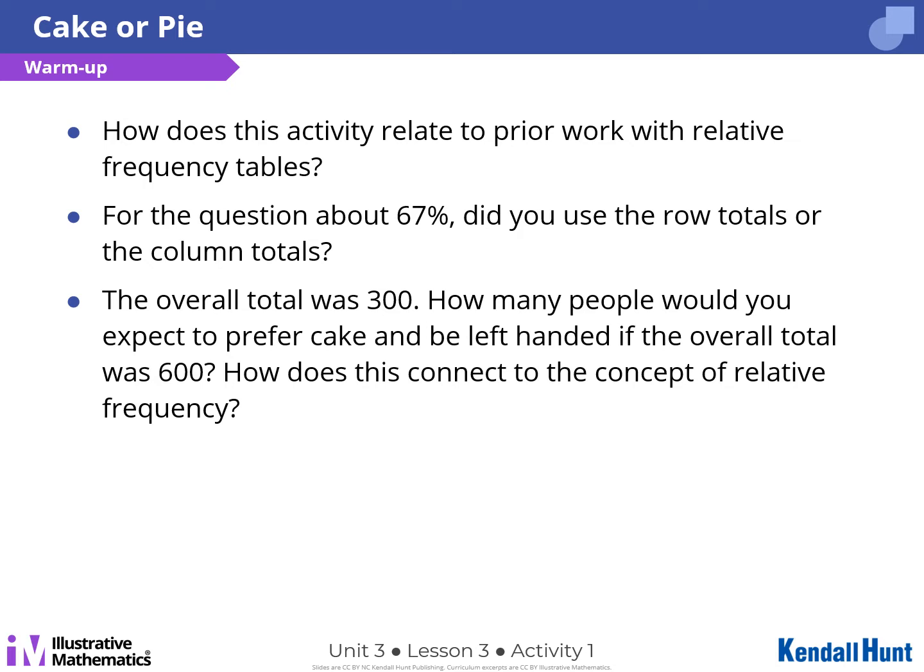What if the overall total was 600? How many people would you expect to prefer cake and be left-handed? Well, if we double our population, would it make sense to double each of the cells within the population? I wonder.